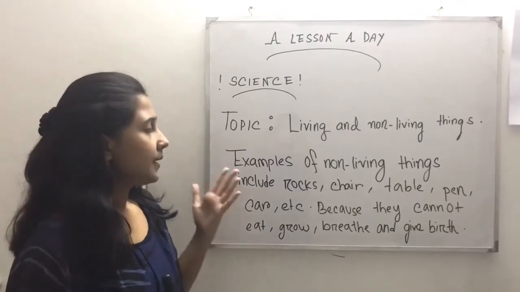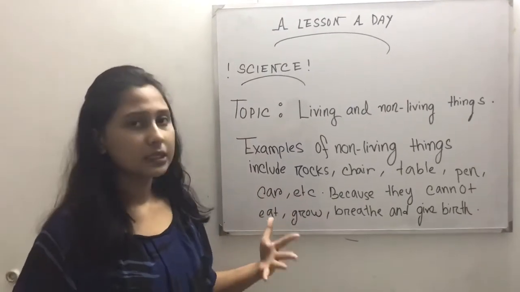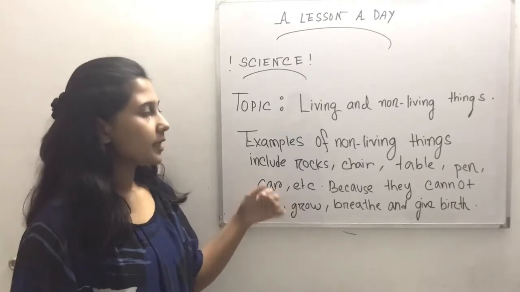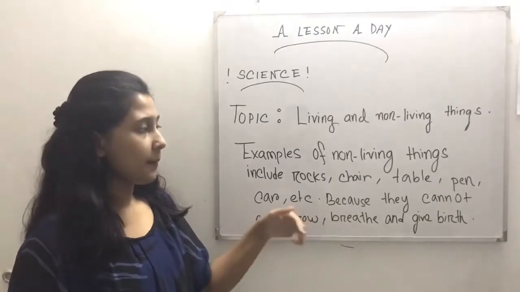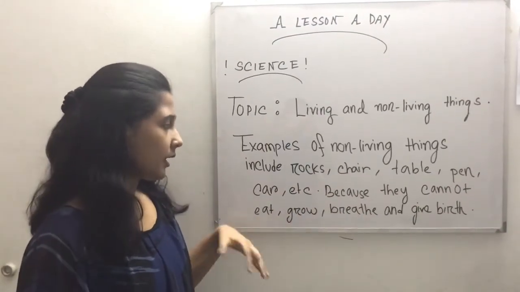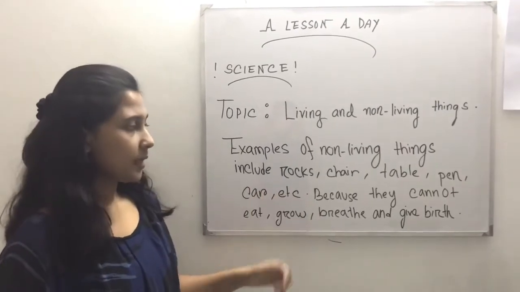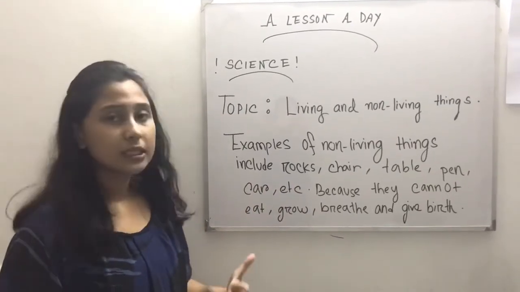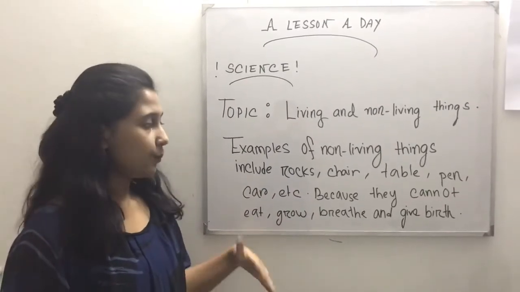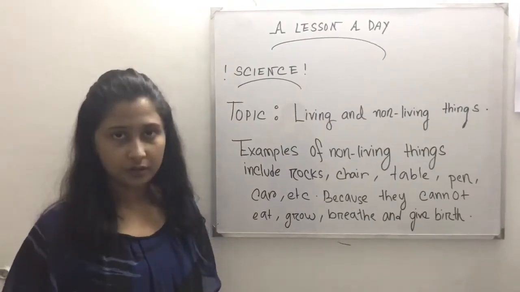Some examples of non-living things include rocks, chair, table, pen, car, etc. Because these things cannot eat, grow, breathe, and give birth.